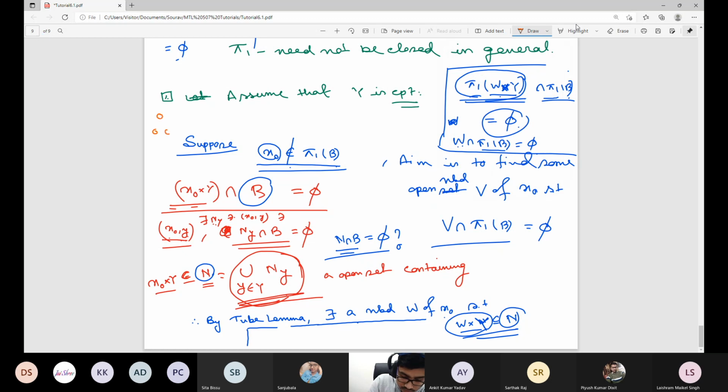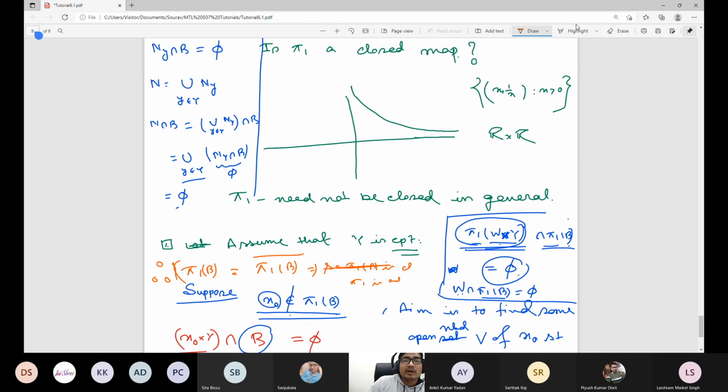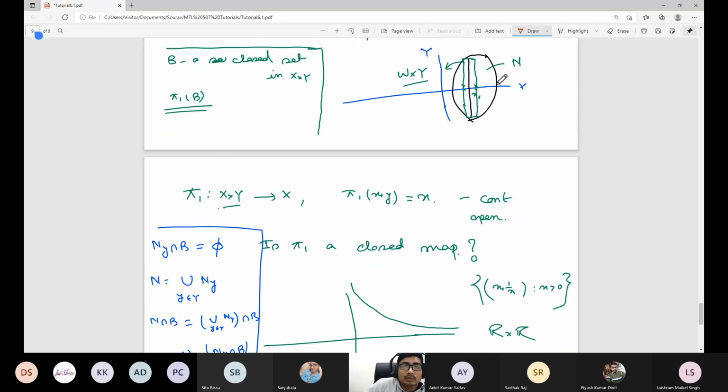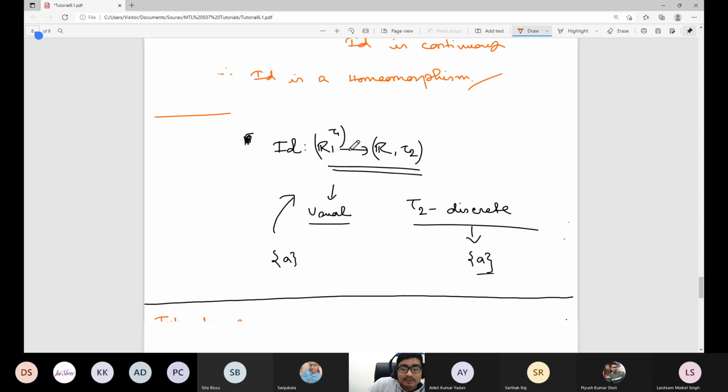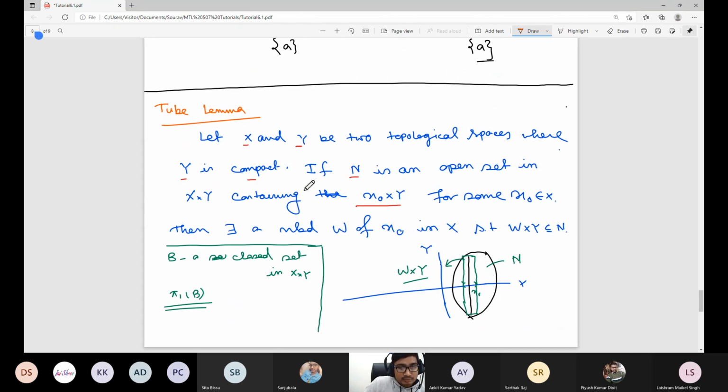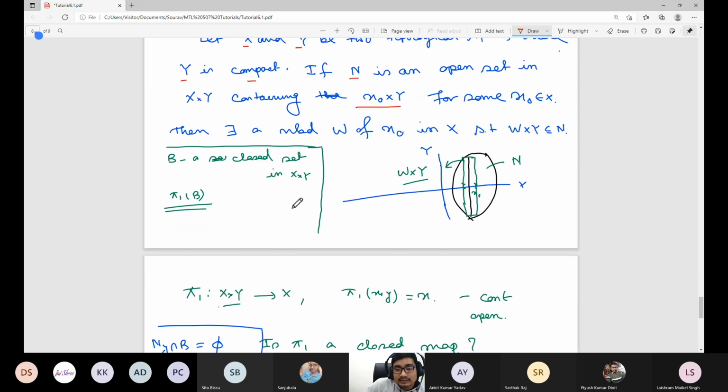Therefore, pi 1 of B is the same as pi 1 of B closure, and so pi 1 of B is closed, or pi 1 is a closed map. So what I can say is that whenever you are given the space Y is compact, then the projection map for the first projection pi 1 from X cross Y to X is a closed map.